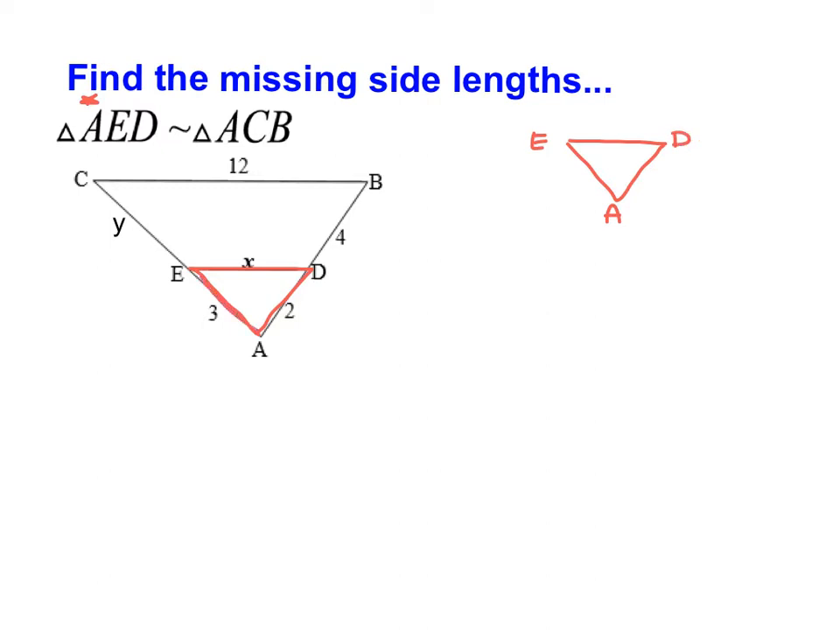And then if I look at the various side lengths, this side length here is 3, this side length here is x, and this side length here is 2. So that's a pretty easy triangle to redraw. So I have my little one drawn right there.